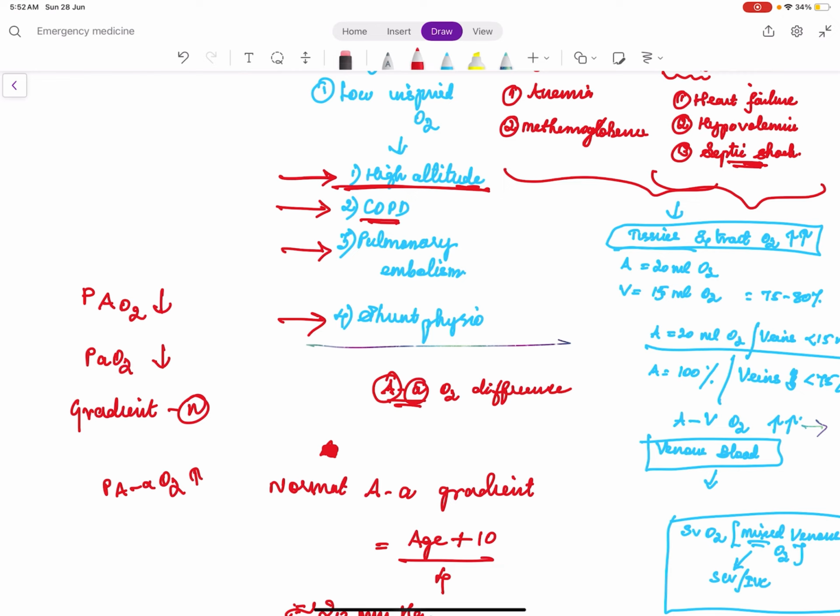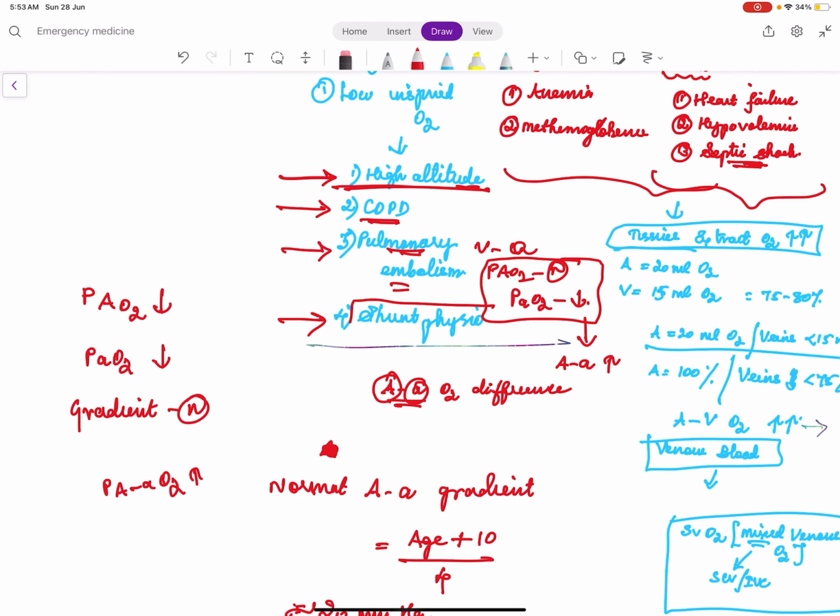What happens in pulmonary embolism? Here there is a ventilation perfusion mismatch because the inspired oxygen in air is normal. The normal air is getting inspired, but that oxygen does not reach the tissues because there is a block at the level of the pulmonary capillaries. So here PAO2 is normal, whereas the arterial oxygen is very low. So AA gradient is increased, more than 20.